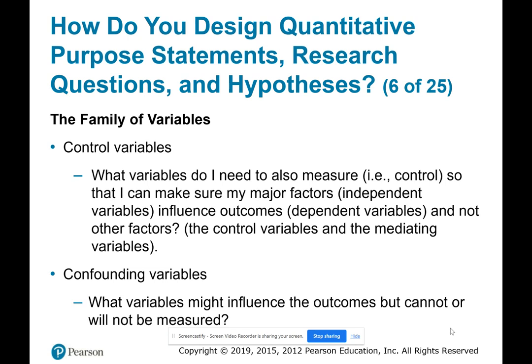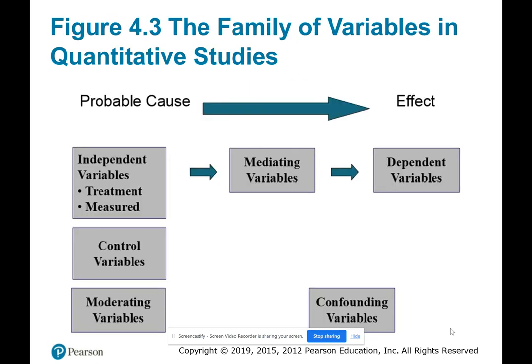However, in descriptive and correlational studies, control variables may be of primary interest. For example, consider the following research question. Does socioeconomic status predict differences in resilience for middle school students? Here, socioeconomic status is the control variable, and it cannot be manipulated, and resilience is your dependent variable. There's going to be more on confounding variables later. So here's an illustration that shows you the family of variables in quantitative studies.